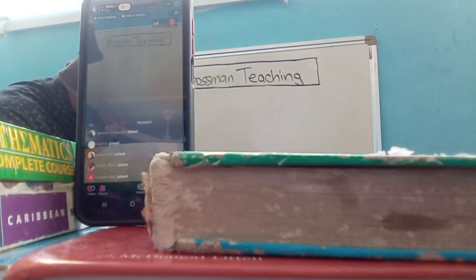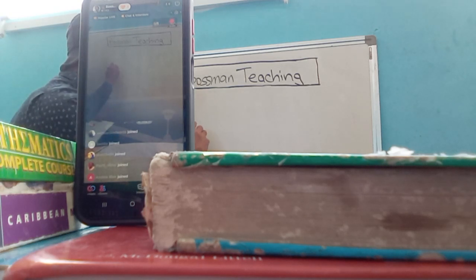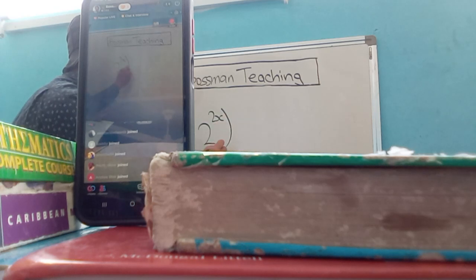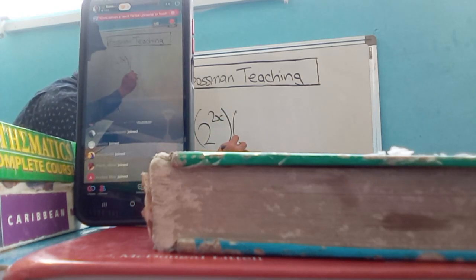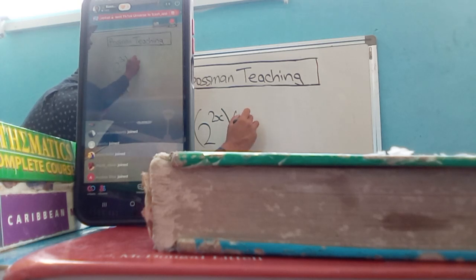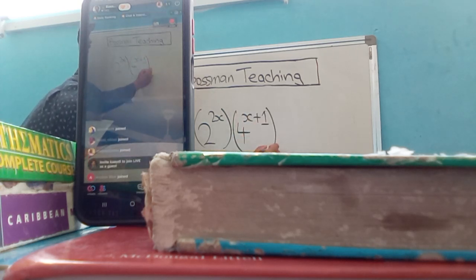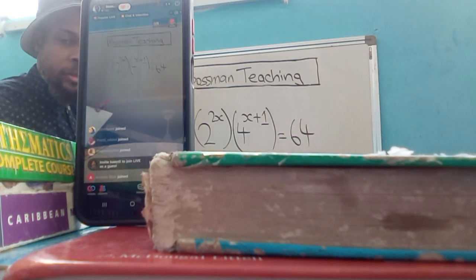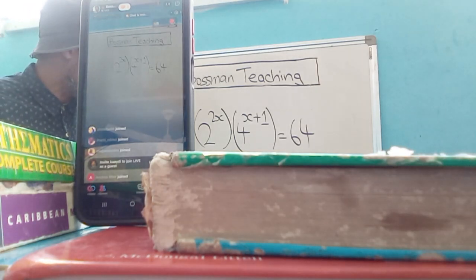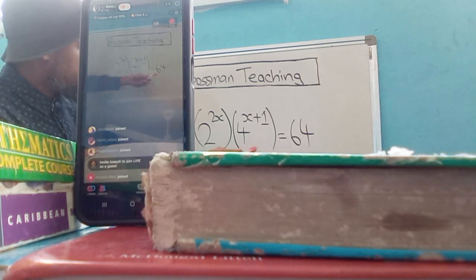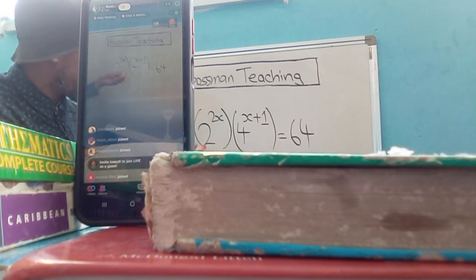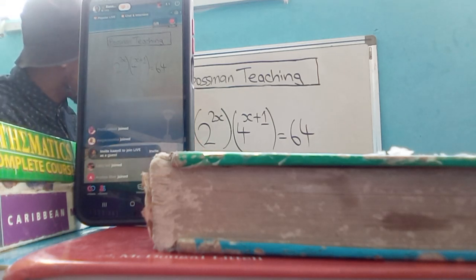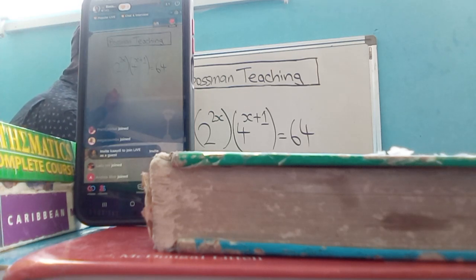So this one said 2 raised to the 2x multiplied by 4 to the x plus 1, all that is equal to 64. So 64 reduces to base 2, 4 reduces to base 2. So we don't have to do anything with this. 2 is already raised to the 2x, so we're not going to do anything with that.